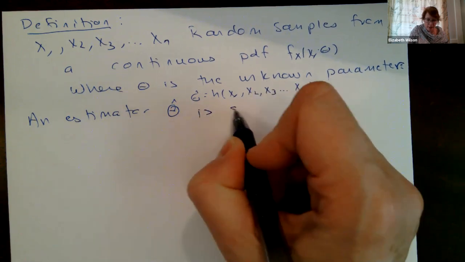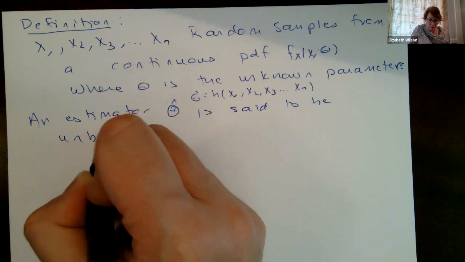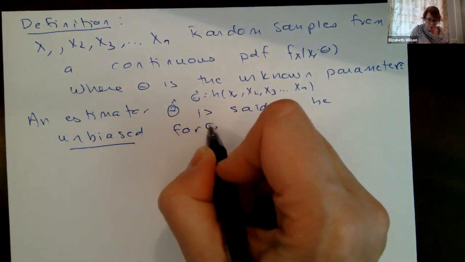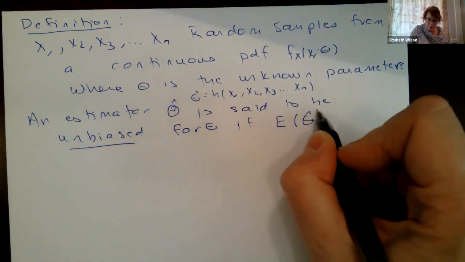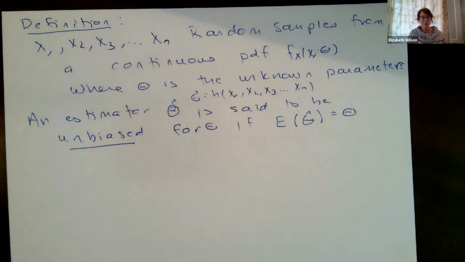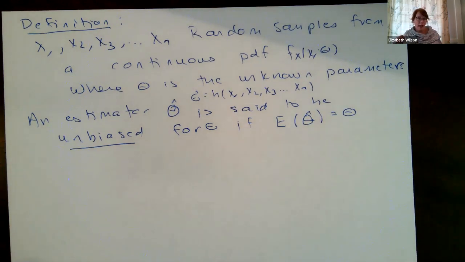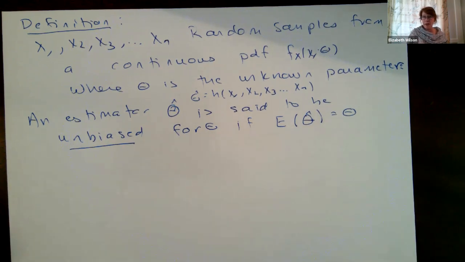So theta hat is said to be unbiased for theta if the expected value of theta hat is equal to theta. So it's a process. We figure out what theta hat is, doing our maximum likelihood method, say for example, and then we do the expected value using theta hat. We plug it in and we see if we get theta out. If we get theta out, then it means it's unbiased.